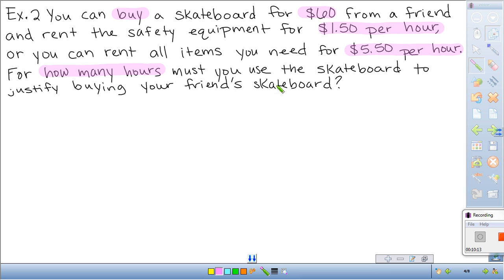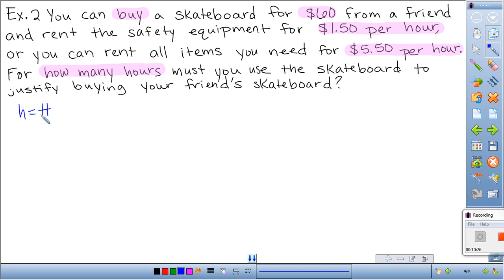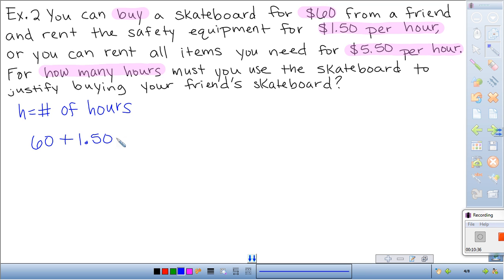Remember that in the question, they tell you exactly what you're trying to find. If we're trying to find it, we don't know it. If we don't know it, it's a variable. So they're giving us the variable here, for how many hours. So I'm going to use H as number of hours. And in this one situation, we're going to pay $60 and $1.50 per hour, so that's times H.